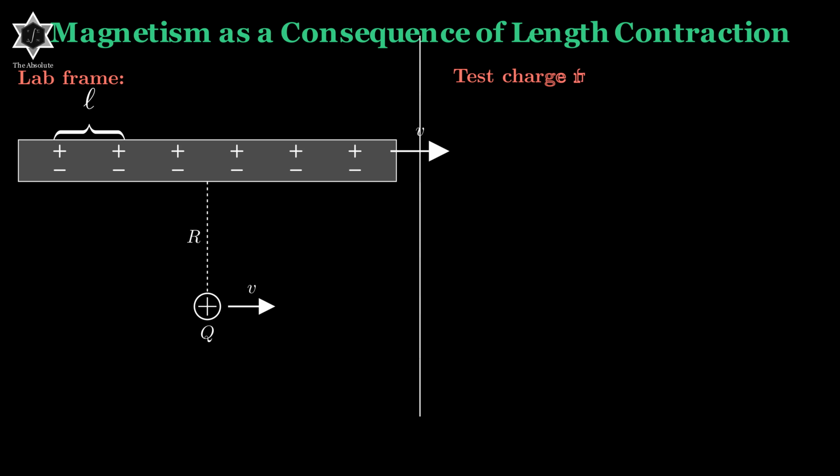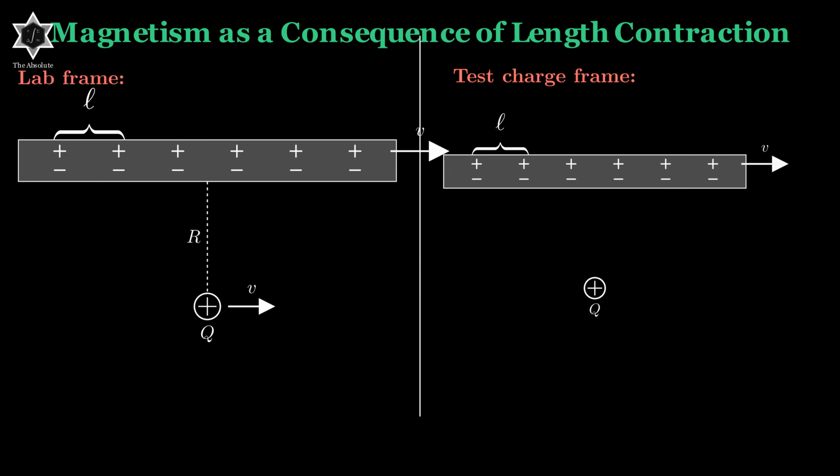Here's that same wire, copied over into the test charge's frame. And since it's the negative charges doing the moving here, the velocity arrow now points to the left. The positive charges are now at rest, because they have the same velocity as the test charge. Because the negative charges are moving, they spread back out. The average distance between them is length contracted by the Lorentz factor. That gives us two different spacings, L plus for the positive charges and the contracted L minus for the negative ones.